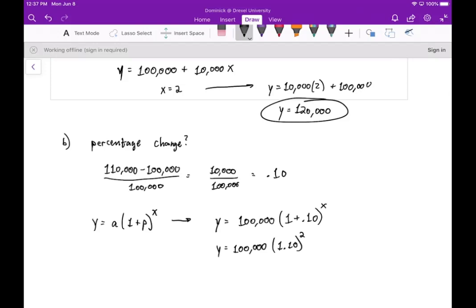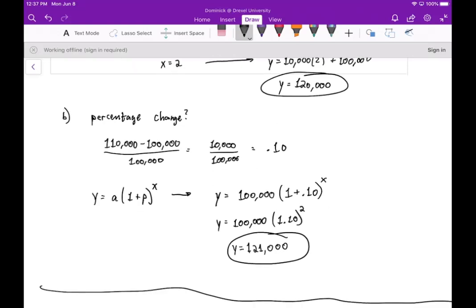So once we do that, we just enter this into the calculator. We've got to find out what 1.1 squared is, and then multiply that by 100,000. And we're going to get that y is equal to 121,000. So at the end of the second year, when we're growing exponentially, we're going to have 121,000.